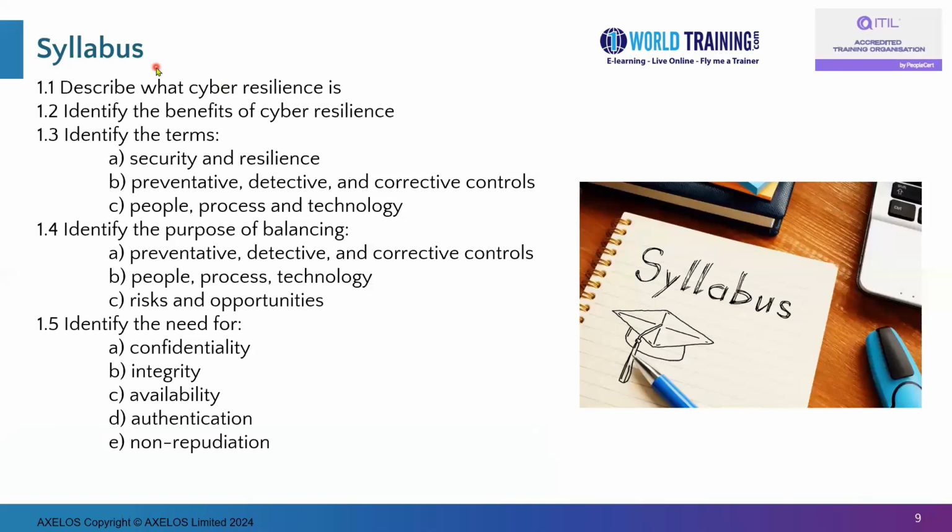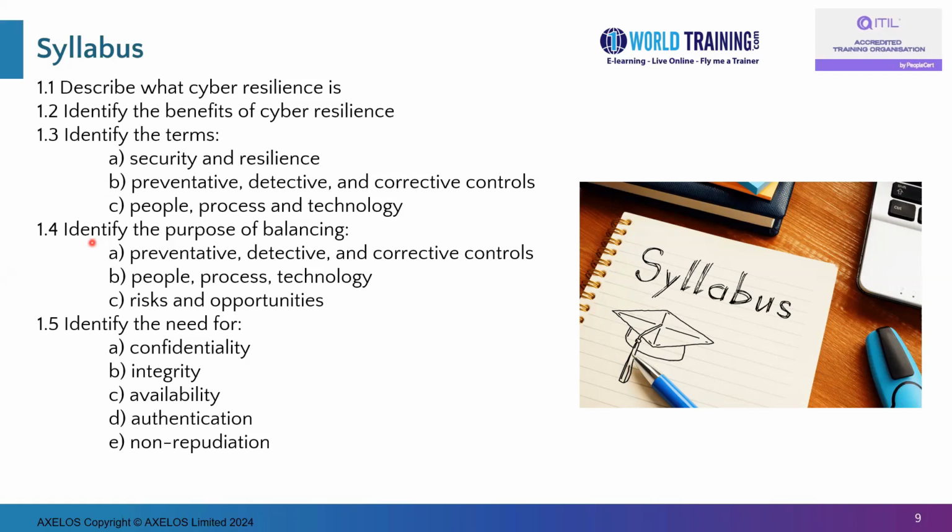The syllabus of the exam for this topic is to first of all describe what cyber resilience is, to differentiate between security and resilience, and also the benefits of cyber resilience. Then we will also look into the 3 types of controls: preventative, detective, and corrective controls, which need to be balanced by any organization. Then the people, process, and technology importance for cyber resilience.